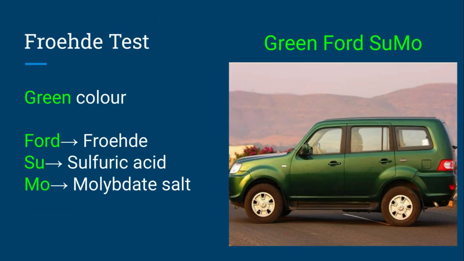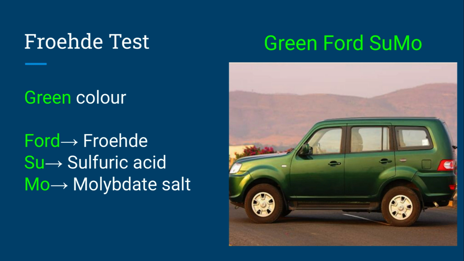Next specific chemical test for alkaloid is the Froehde test. Remembering this test is very easy. You can remember a green color Ford Sumo car. By the Froehde test, green color is produced. Ford means Froehde test. Sumo: Su for sulfuric acid, Mo for molybdate salt.